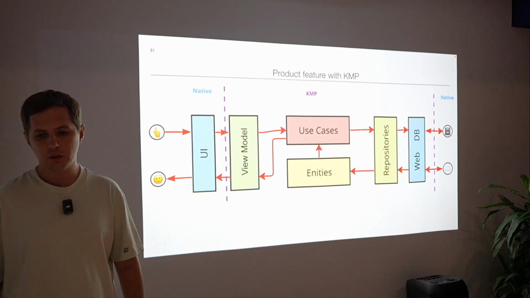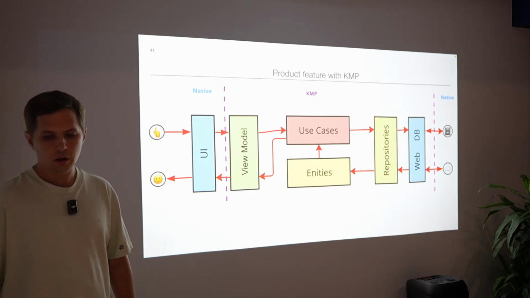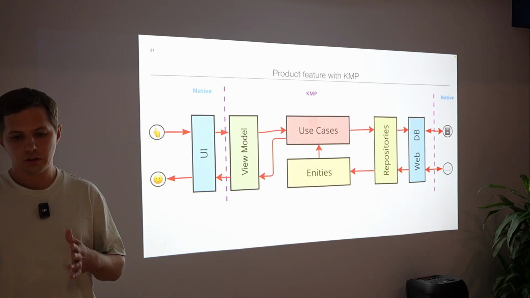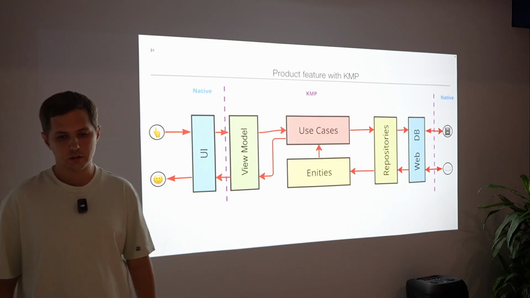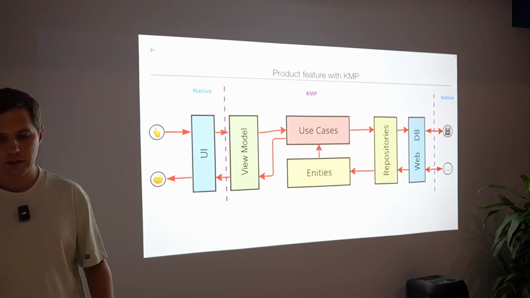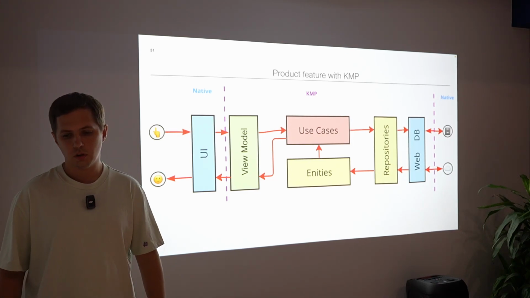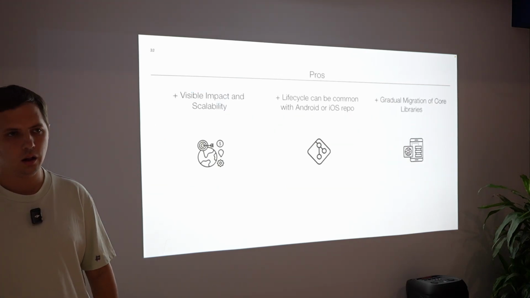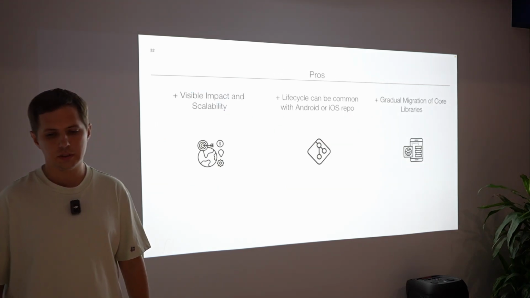And with a product feature, we can share most of the code related to it, except for UI. So UI we left native in SwiftUI and Jetpack Compose, and all other parts we can share in KMP, including view models, obviously business logic, and so on. Let's discuss pros and cons of this approach.